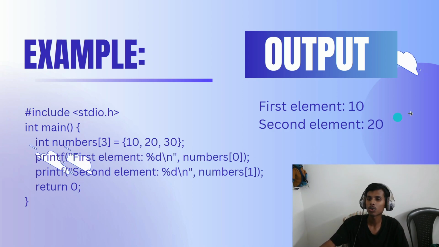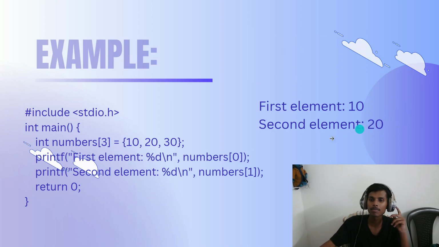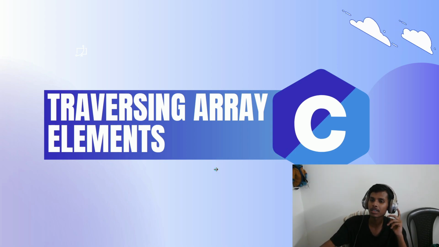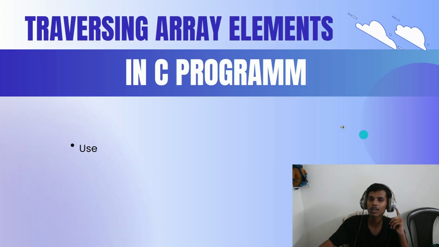Okay, so let's move on towards the next one, traversing array elements. Traversing means basically we are going to take multiple inputs and display the outputs with the help of looping statements. So let's see how it goes.